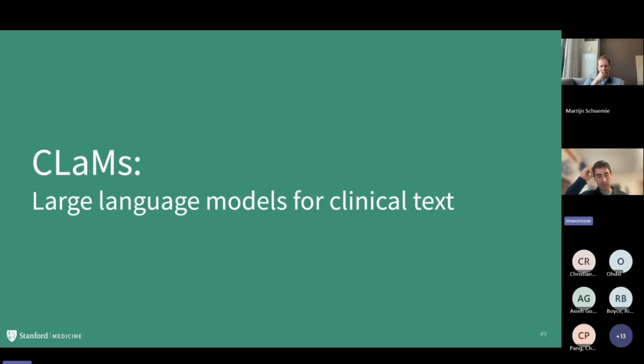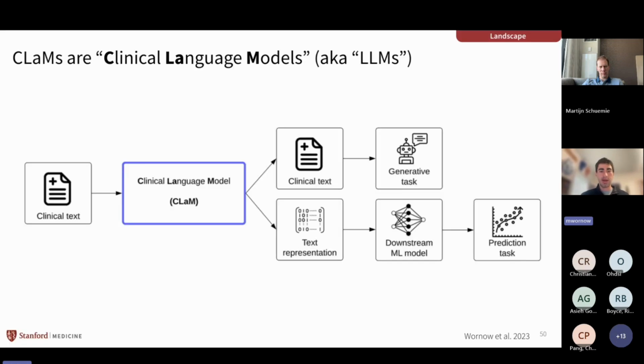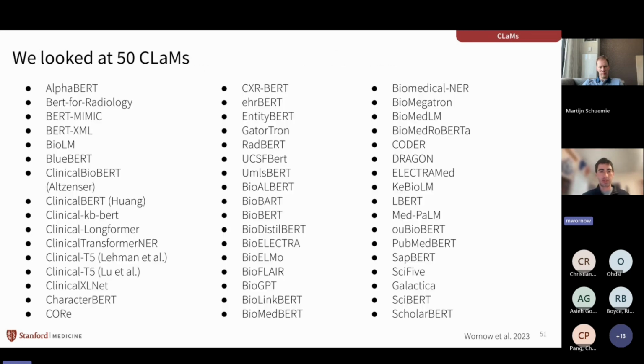So kind of with that femur context in mind, just hold that thought for a second. I'm going to quickly run through what we saw with the large language models for clinical text, and then I'll conclude with what we saw for femurs. So basically, as a quick refresher, clinical language models, CLAMs, take in text and output text.